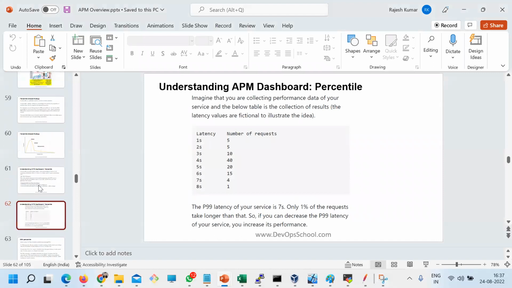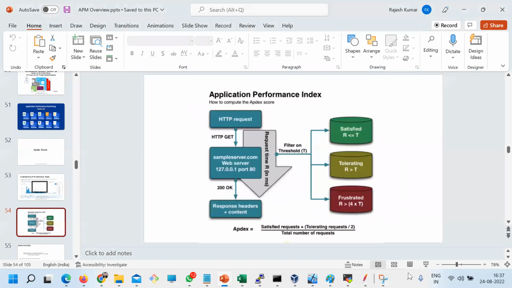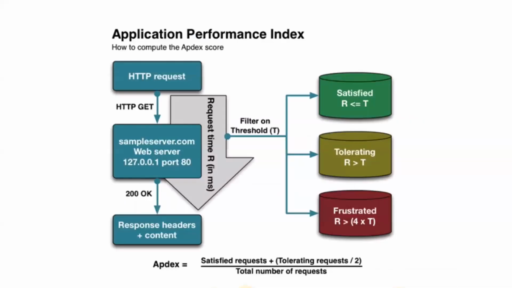So for that, we'll have to understand this. Guys, look at this image, very simple image. You have an HTTP request to the service application, and then you get a response. Can I call this R, in milliseconds? It can be milliseconds, it can be seconds also. Can I call it R?